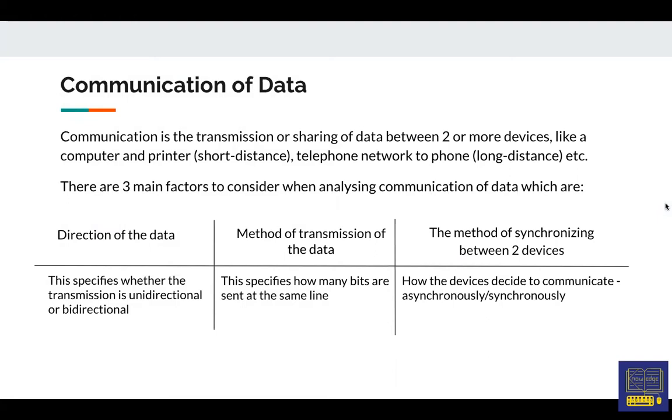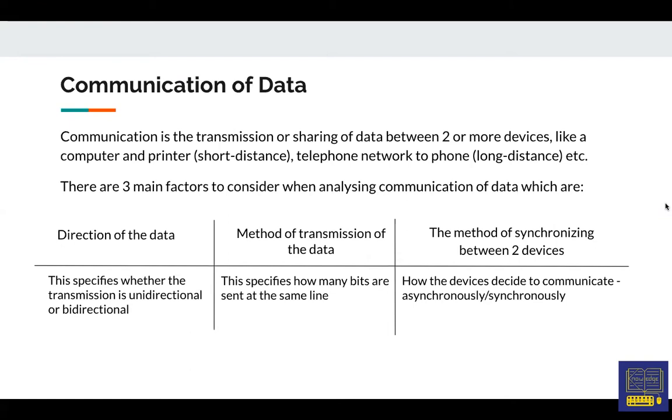Say a computer and a printer, which would be short distance transmission because they're normally within a couple of feet of each other, or quite often connected by a cable. So that is short distance. Or you can say a telephone network to a phone. Whenever you send some kind of message or you're calling someone, the connection goes to the telephone network and then to the other person's phone. So if you're talking to someone on the other side of the world, that is essentially long distance data transmission. So you can think of it as two types of data transmission based on how much distance the data has to travel. So that's the general idea.